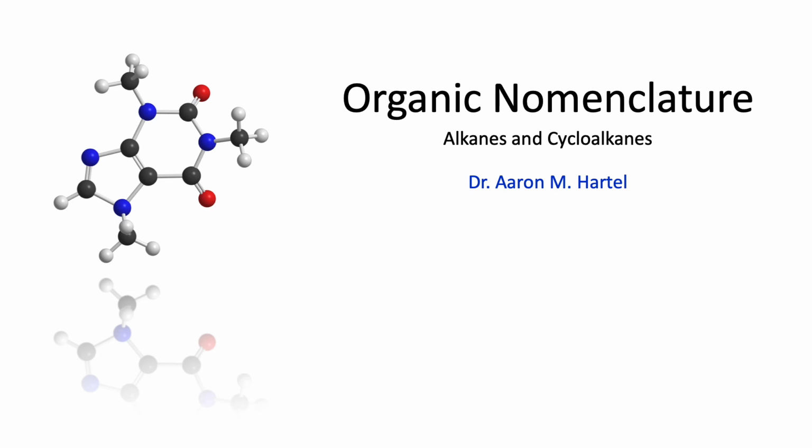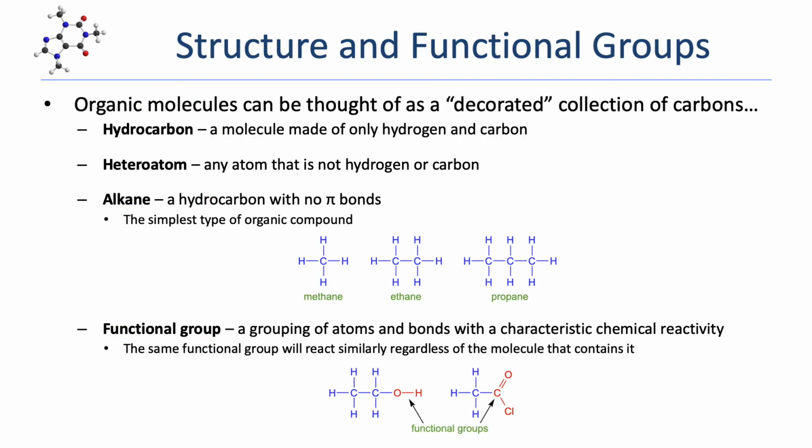In this lecture, we're going to start looking at how organic compounds are named, delving into organic nomenclature. When studying organic chemistry, it's sometimes convenient to think of organic molecules as really just a chain or collection of carbons that are decorated with other things. A hydrocarbon is really the simplest case. A hydrocarbon is a molecule made up of only hydrogen and carbon. Heteroatoms are other atoms, things like nitrogens and oxygens and halogens that can be attached to any of those carbons.